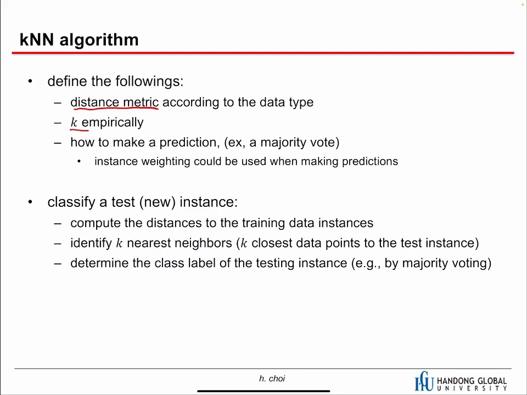And next, we have to define k. KNN is based on the k nearest neighbors, so k is a hyperparameter. We have to give this number in advance.